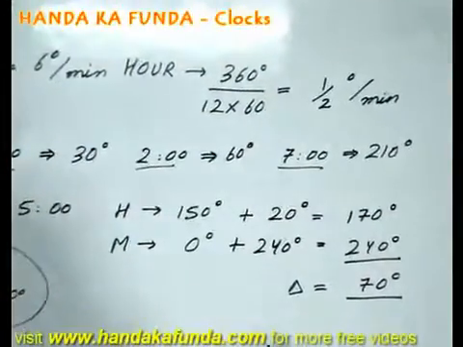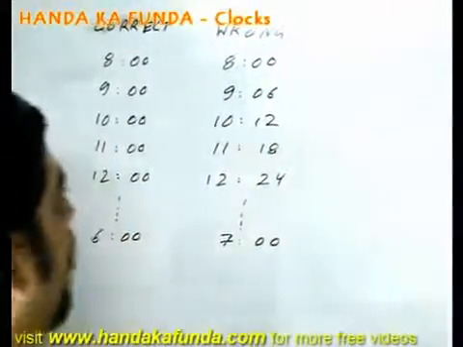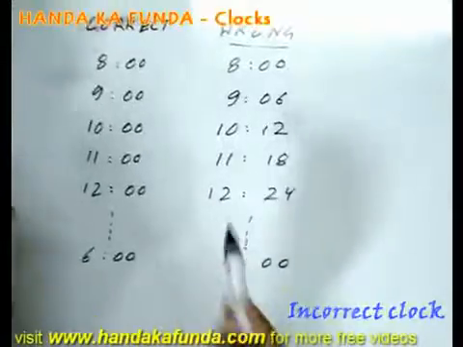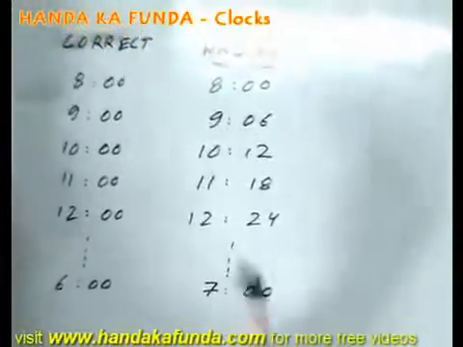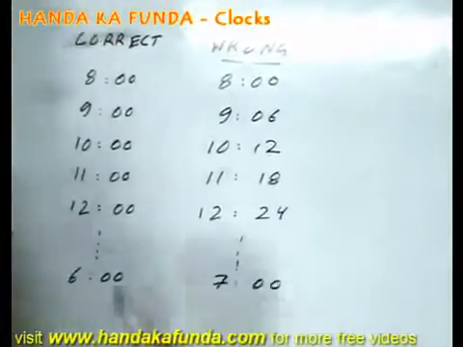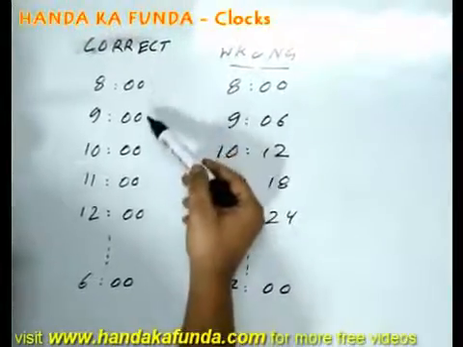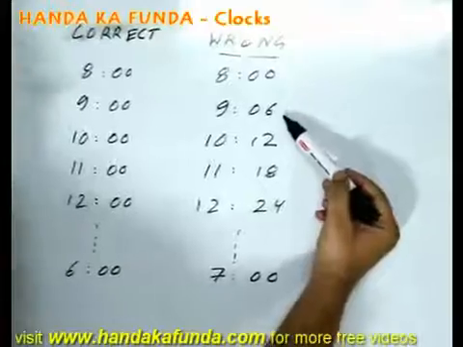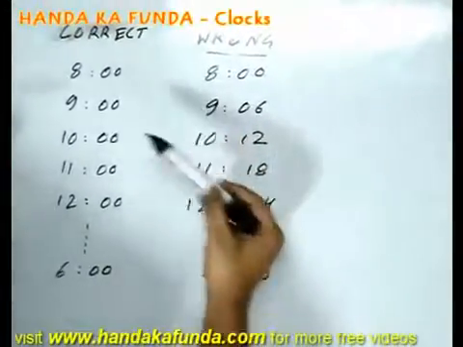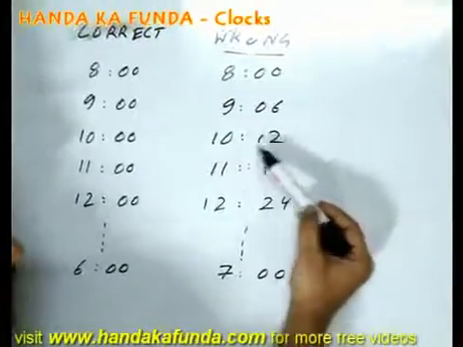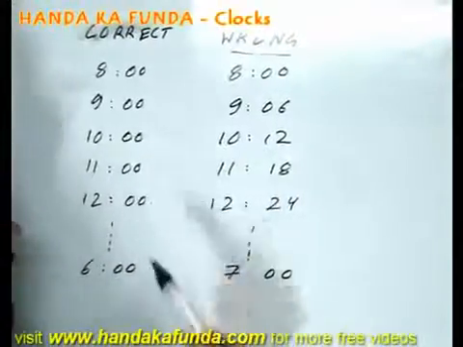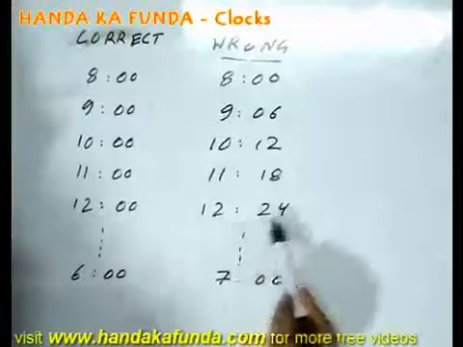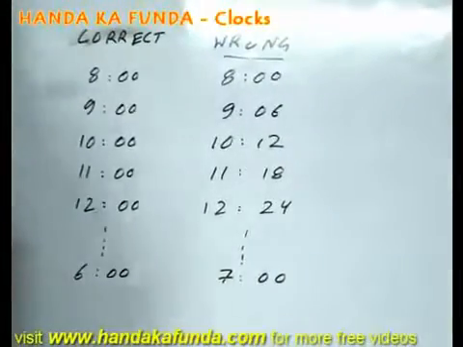Let us say we have a wrong clock which gains 6 minutes in every hour. That is, when the correct clock moves 1 hour, it moves 1 hour and an extra 6 minutes. So when the correct clock goes from 8 o'clock to 9 o'clock, it will go from 8 o'clock to 9 o'clock and 6 extra minutes. In 2 hours, that is from 8 to 10, it will gain 12 extra minutes, or it will show 10:12. In 4 hours, that is at 12 o'clock, it would have gained 24 minutes extra, that's why it will show 12:24.